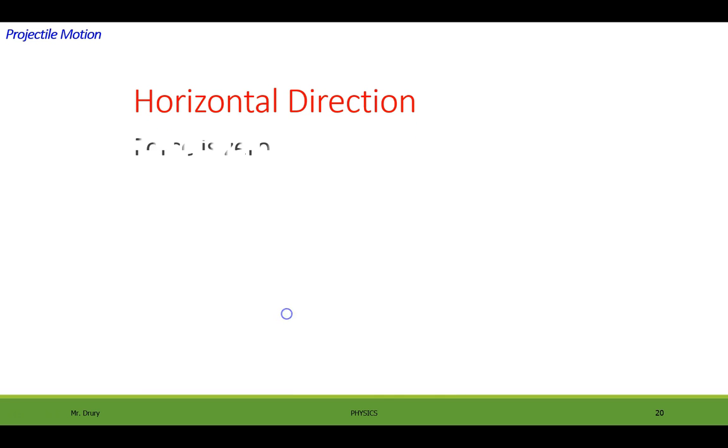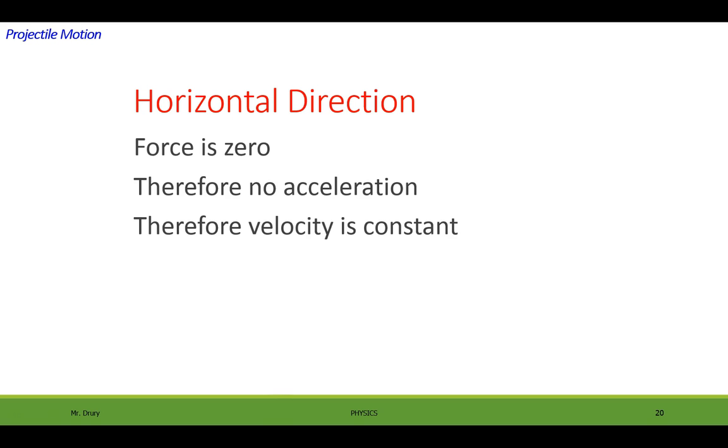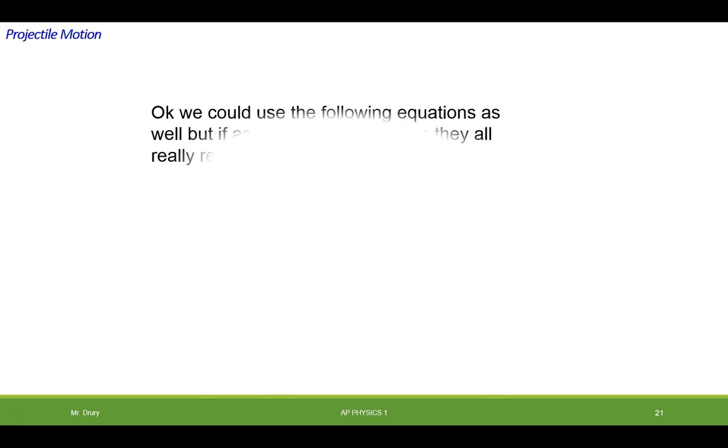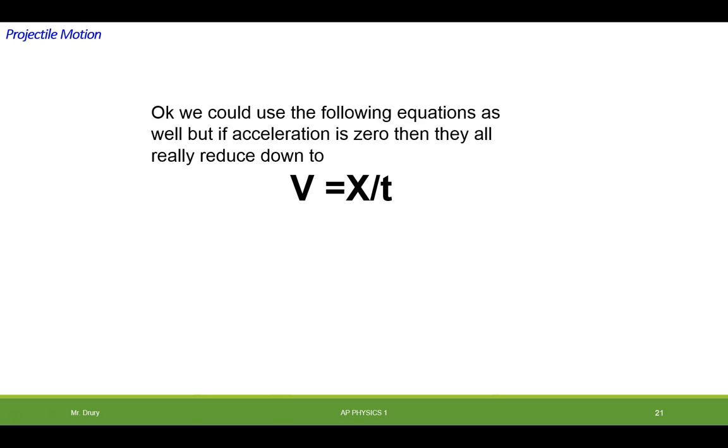Alright, so let's look at the horizontal direction first. If there's no friction, therefore there's no force acting on it. And if there's no force acting on it, it's not going to accelerate. And if it doesn't accelerate, the velocity is going to remain constant. And if the velocity remains constant, the only equation we really have is simply velocity is equal to displacement over time. We could use all the following equations I'm going to show you in a second for constant acceleration. But if this constant acceleration actually is zero, then they all reduce down to either common sense or the following equation, velocity is equal to displacement over time.